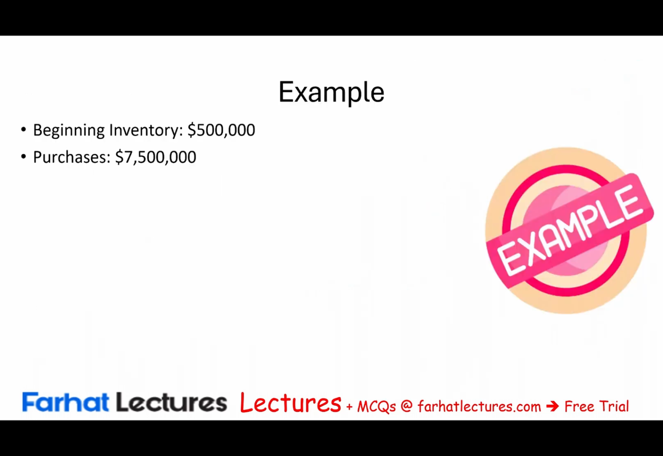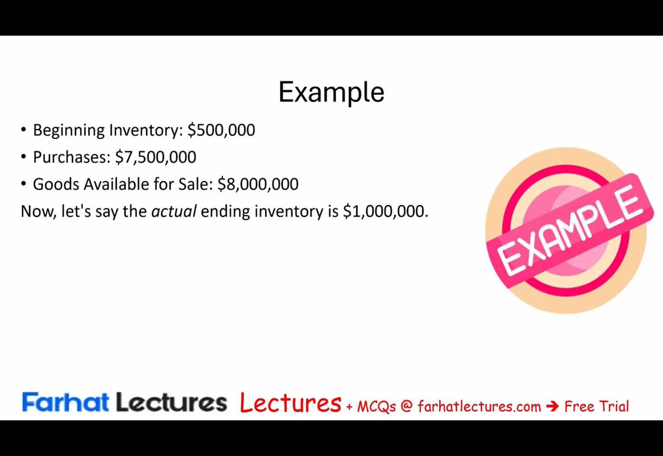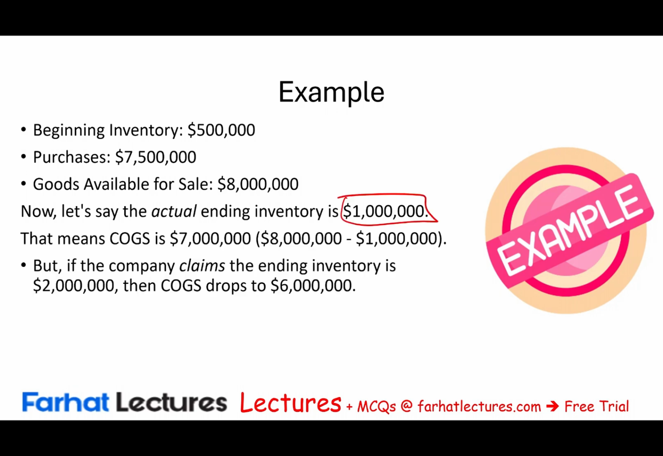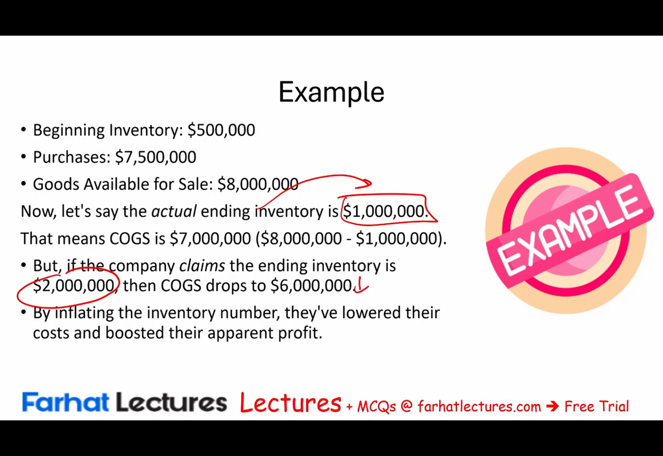If beginning inventory is $500,000 and purchases is 7.5 million, so goods available for sale is 8 million. Ending inventory is $1 million. Now we know cost of goods sold is $7 million. Now, if the company claims ending inventory to be 2 million, so we went from 1 million and we counted more inventory, we created fictitious inventory, then what's going to happen? Our cost of goods sold will go down to 6 million, which will give us an additional $1 million in profit. So by raising ending inventory, we boosted our profit.